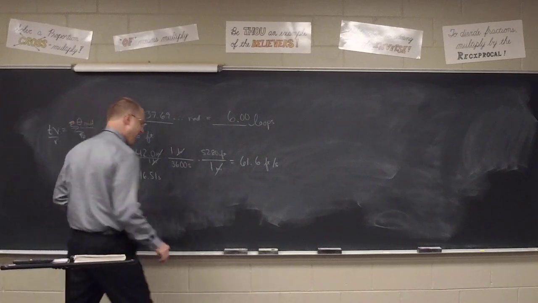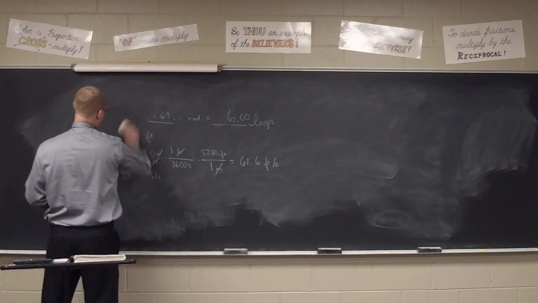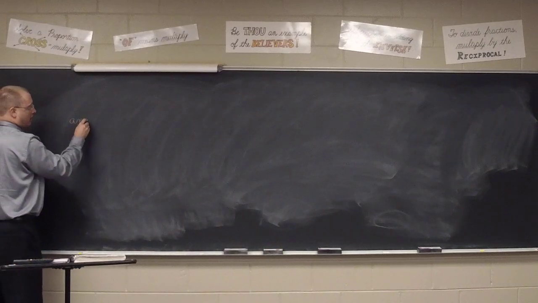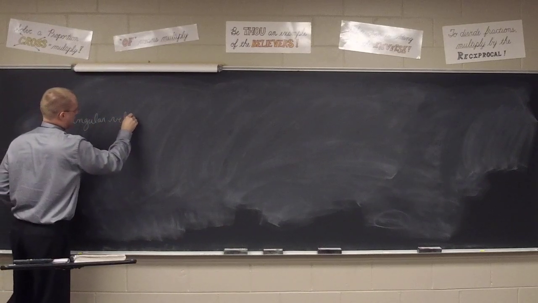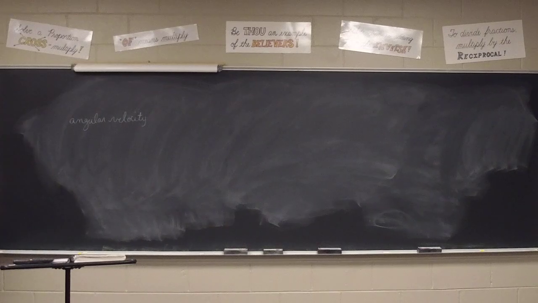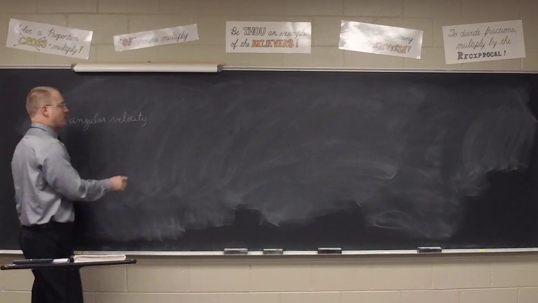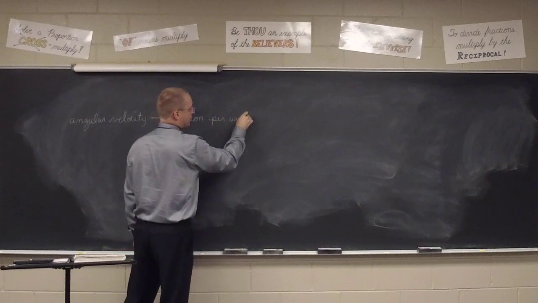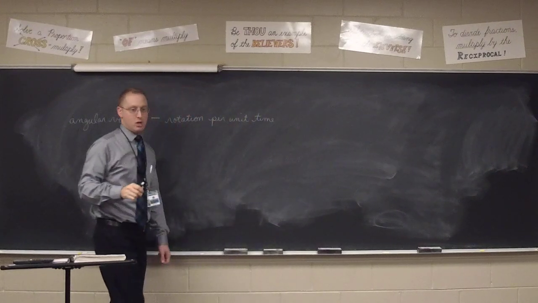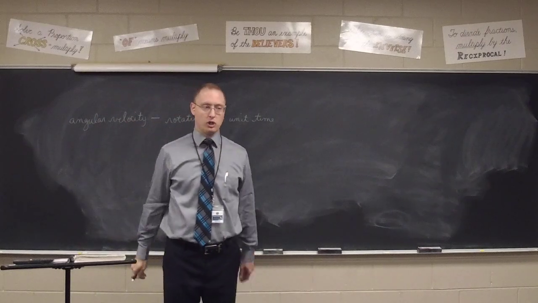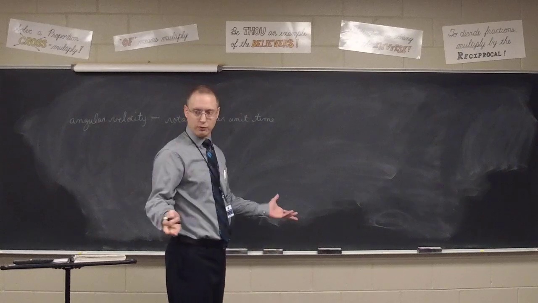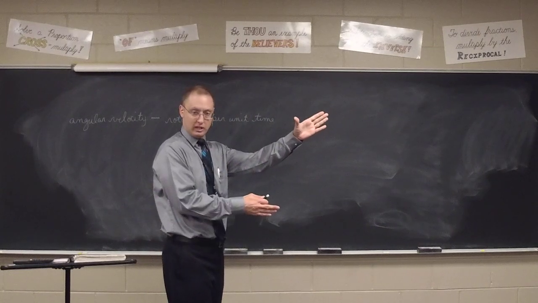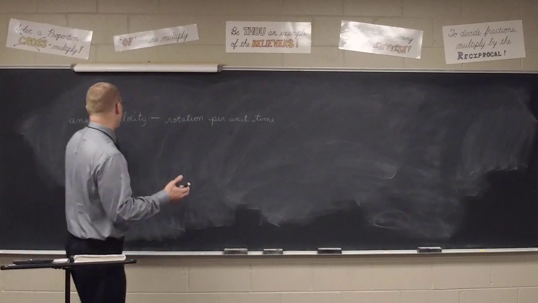Next thing in your notes, I want you to write this down, angular velocity. Angular velocity and linear velocity are not entirely the same thing. Angular velocity is defined as rotation per unit time. For instance, as I stand here facing you, I could rotate 90 degrees, pi over 2, right? And if it took me 2 seconds to do that, that's pi over 2 radians in 2 seconds, rotation divided by time.